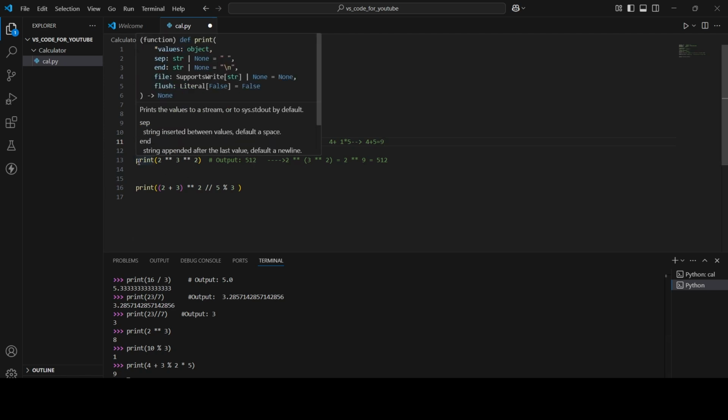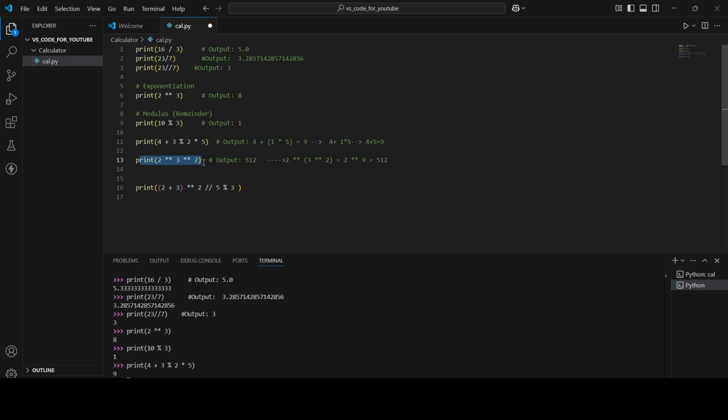And try to execute 2 exponent 3, 3 exponent 2, which will produce the output as 512. As I mentioned, it evaluates first 3 exponent 2, which is 9, and then 2 exponent 9, which is 512. And similarly, now let's try solving this.